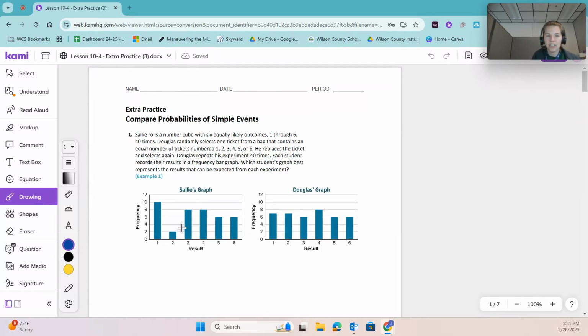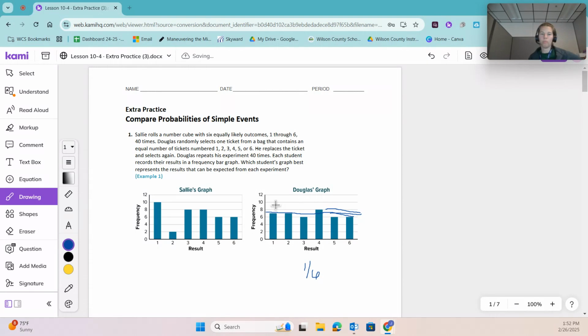Because each number is equally likely of being drawn, 1 out of the 6, Douglas's has most of them very similarly drawn, whereas Sally's has these big differences of how often different numbers are drawn. So I would say Douglas's is more representative of what you would expect from this experiment because each number is expected to have the same number of outcomes, 1 out of 6.